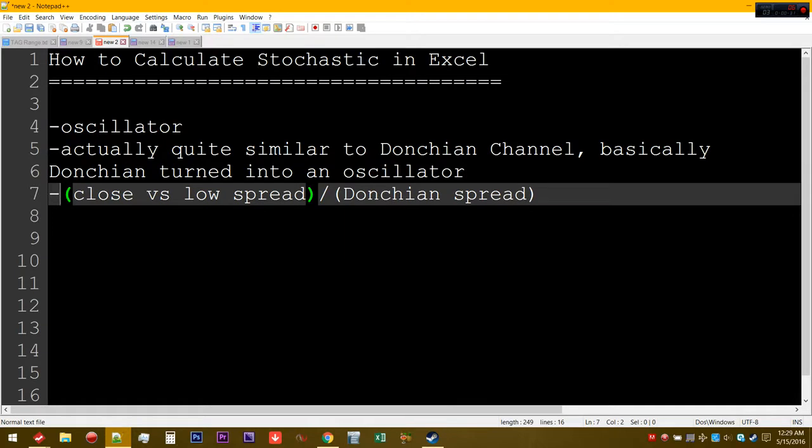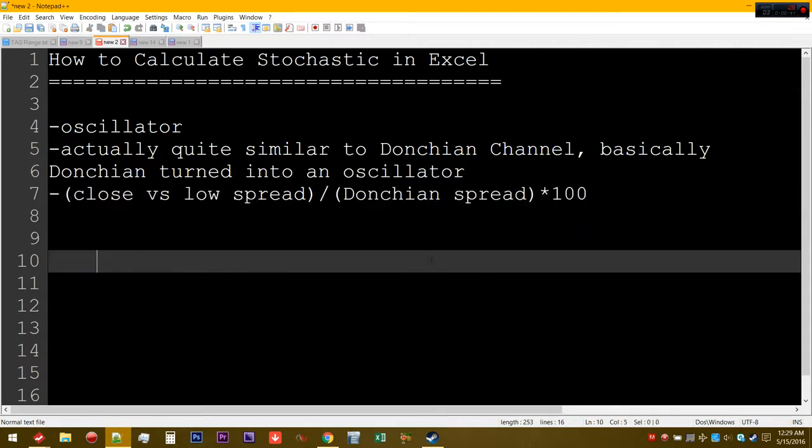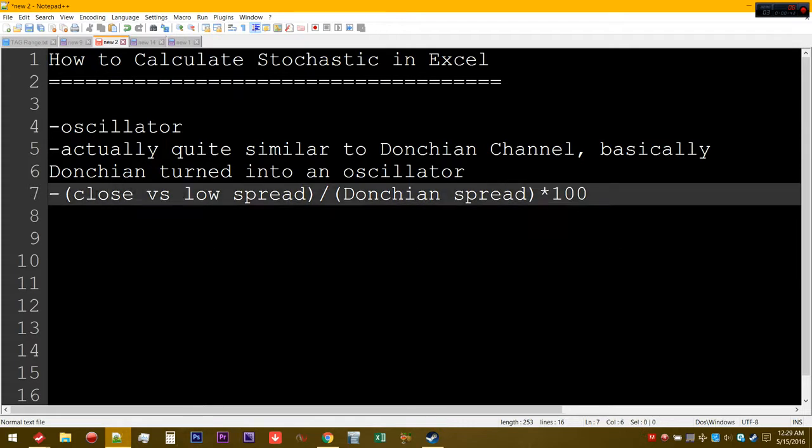So basically what the stochastic is, is the ratio of two spreads normalized to 100. Meant to say times 100. Essentially it's the close versus low spread going back x number of bars divided by the Donchian spread going back x number of bars, times 100. So essentially we pop forward 2 decimal places.